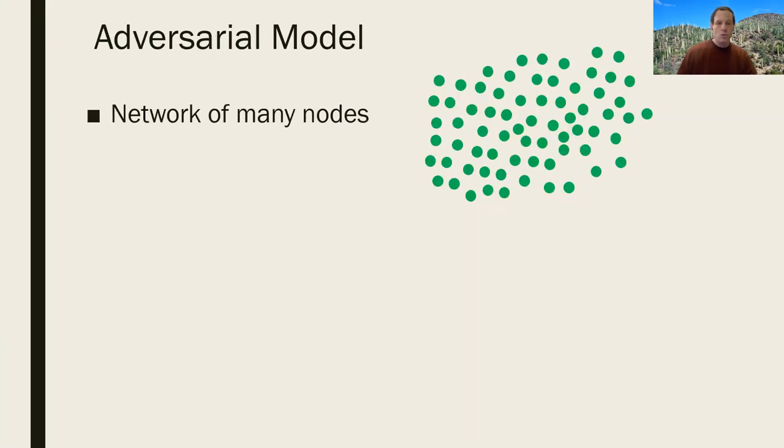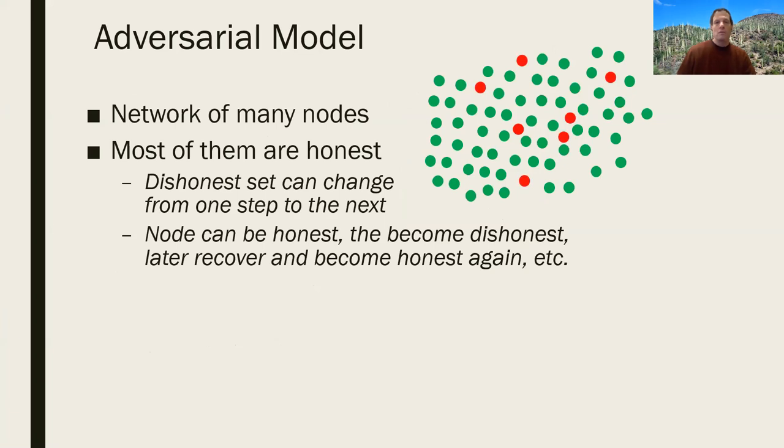The adversarial model. So what are the security features that we want, and how do we think of the adversary? As I said, a blockchain is just a network of many nodes. Most of these nodes are honest. However, there is some number of nodes that are not honest, that are adversarial, and they can change. They're not fixed. So one day these nodes are compromised, the next day the other nodes are compromised. So any node throughout the lifetime of its participation in the system can be honest, then can be compromised, so it becomes dishonest and controlled by the adversary. Later it recovers and becomes honest again, etc. So the adversary that we think about is mobile.